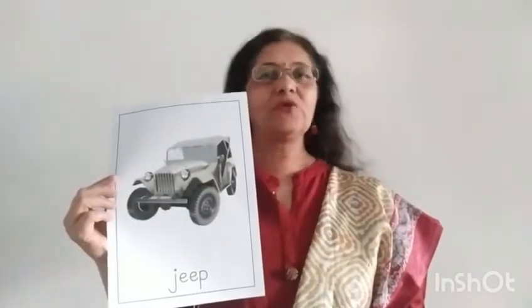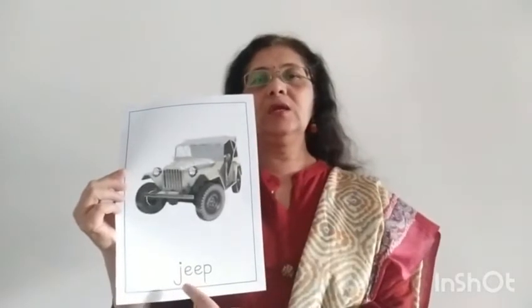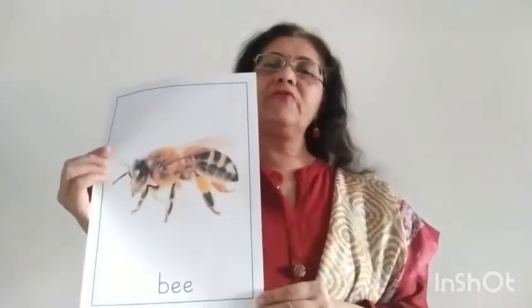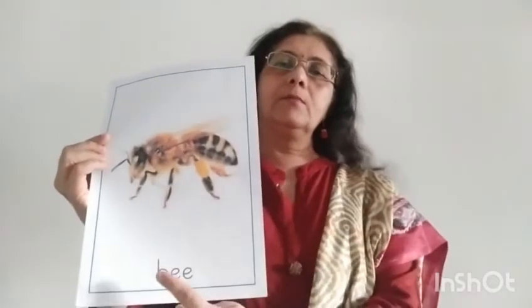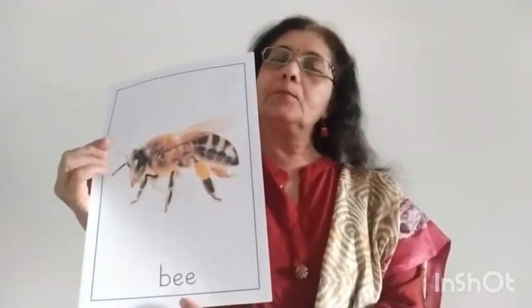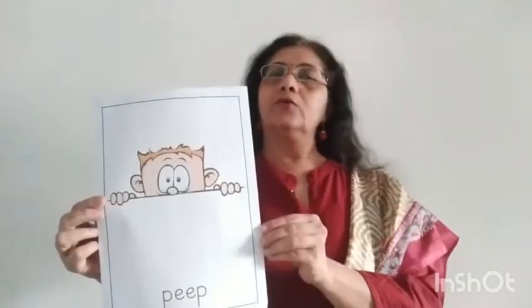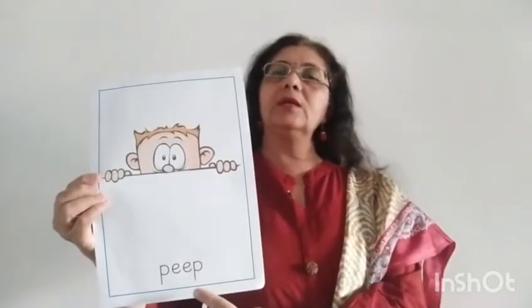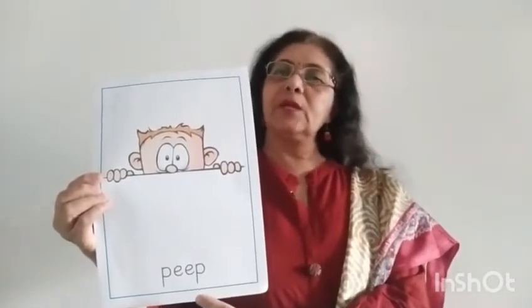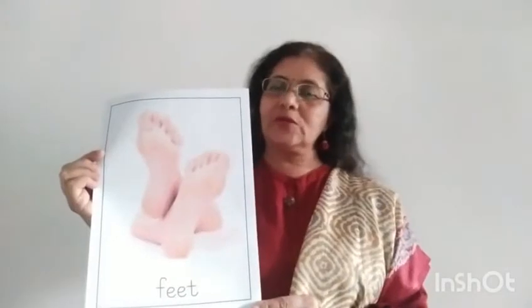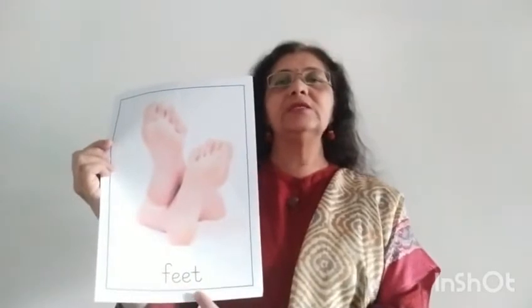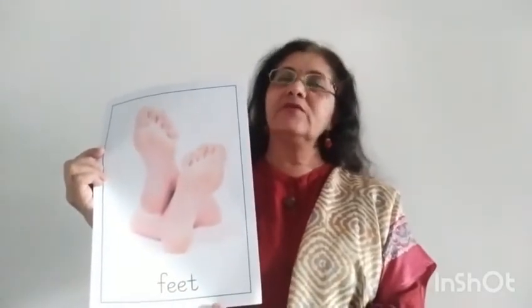Now this is the picture of jeep. J-E-E-P. Jeep. Jeep. This is the picture of bee. B-E-E. Bee. Now this picture is of peep. P-E-E-P. Peep. Peep. This picture is of feet. F-E-E-T. Feet. Feet.